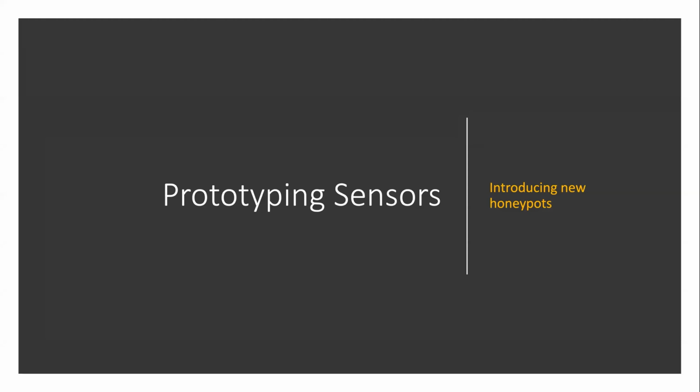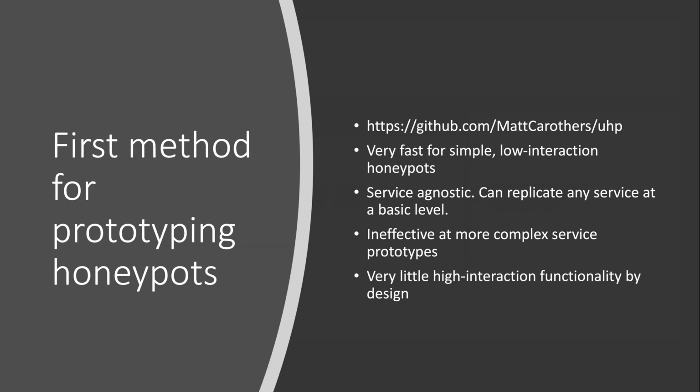Next slide. So another aspect of Stinger that we wanted to focus on is the ability to prototype and build new types of honeypots. The first method that we used for developing new honeypots relied on an open source project called UHP, or Universal Honeypot. This project allows the developer to define behavior files in JSON or YAML format. So you can build out response trees to emulate various network services. It even supports simple responses to HTTP queries.